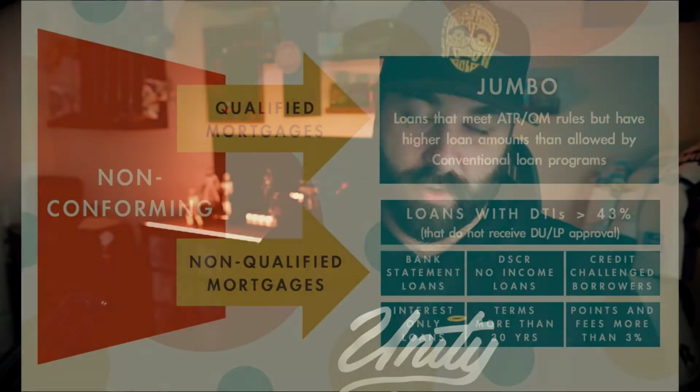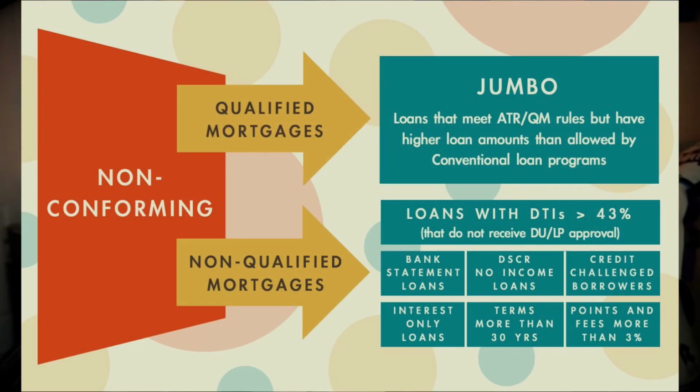So let's look at the bottom half of this infographic to go over the non-conforming stuff. There are 2 types of non-conforming loans: qualified mortgages and non-qualified mortgages. The qualified mortgages, which are non-conforming loans, are basically your standard vanilla jumbo program type of stuff. They're loans that meet all of the ATR-QM rules, but they have higher loan amounts than can be allowed by your conventional conforming loan programs.